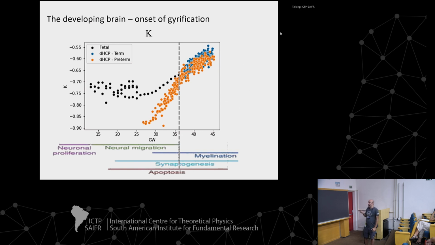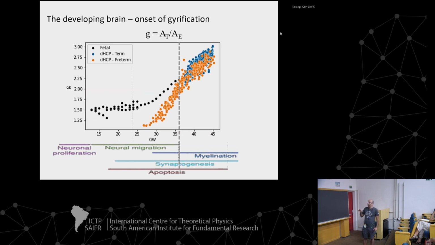And this becomes even more clear if you look at this quantity called the gyrification index, the ratio between total and exposed area. We see that it's very constant. In fact, it's slightly decreasing, and then it starts to increase again, all the way to more or less the same rate as the term-born babies. So this is the sort of thing you can do with these new variables, and with the old variables as well, with the right data sets. You can actually see how the shape of the brain changes before and after birth.